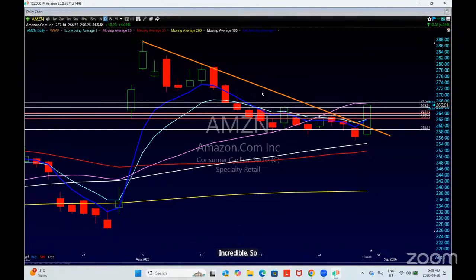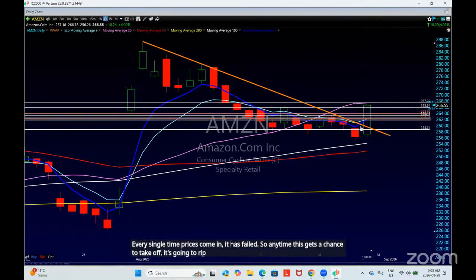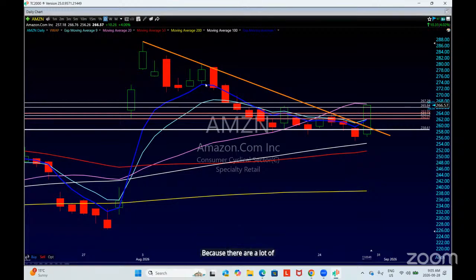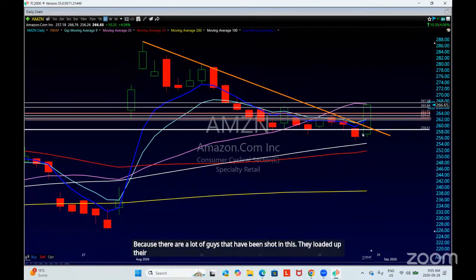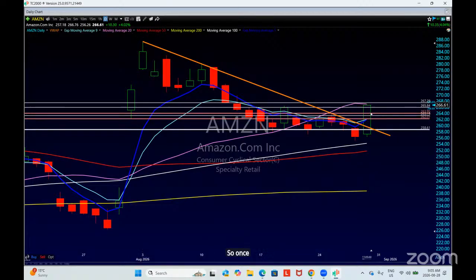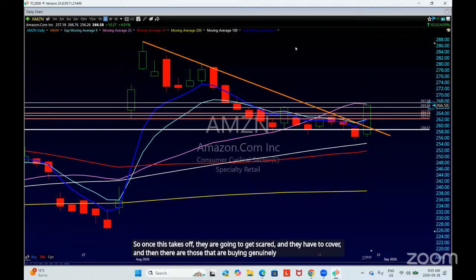So you see how this area is called a squeeze zone. See this trend line here? Every single time price has come here, it has failed. So anytime this gets a chance to take off, it's going to rip. This is a squeeze zone, like a ticking time bomb. There are a lot of guys that have been shorting this, they loaded up their shorts here. So once this takes off, they are going to get scared and they have to cover. And then there are those that are buying genuinely, and that's just going to set it off. Take off and go.